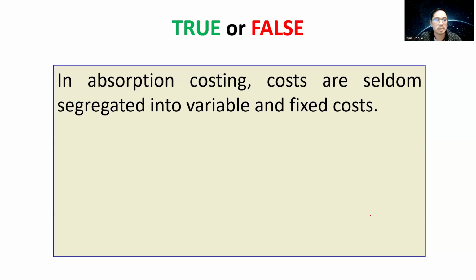True or false? In absorption costing, costs are seldom segregated into variable and fixed costs. The answer is true. We normally segregate the variable and fixed costs when we are using the variable costing method. So let's proceed with the next one.